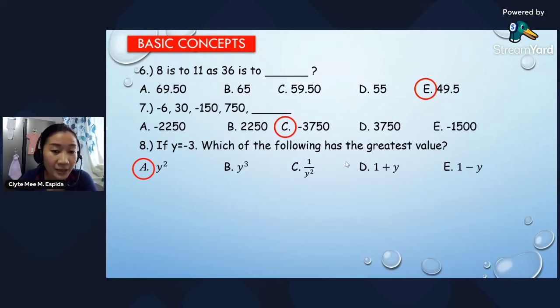That's 9. For letter C, the answer would be 1 over 9. For letter D, the answer would be negative 2. For letter E, the answer would be 4. So the one with the highest value is letter A. Okay, congratulations if you got A. Okay, let's have number 9.